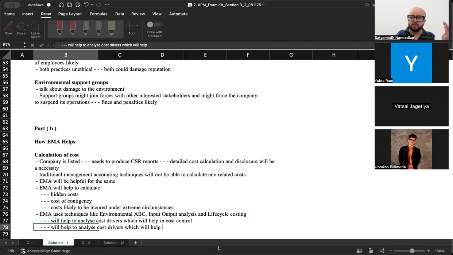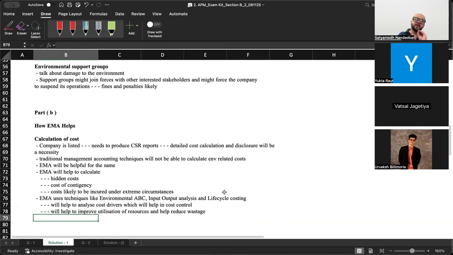Then see, when you do input output analysis, which is very much a part of environmental management accounting, ठीक है, it will help to improve utilization of resources and help reduce wastage. Correct? So this is how environmental management accounting will help you in cost calculation. Any other point that comes to your mind? Urvaksh?